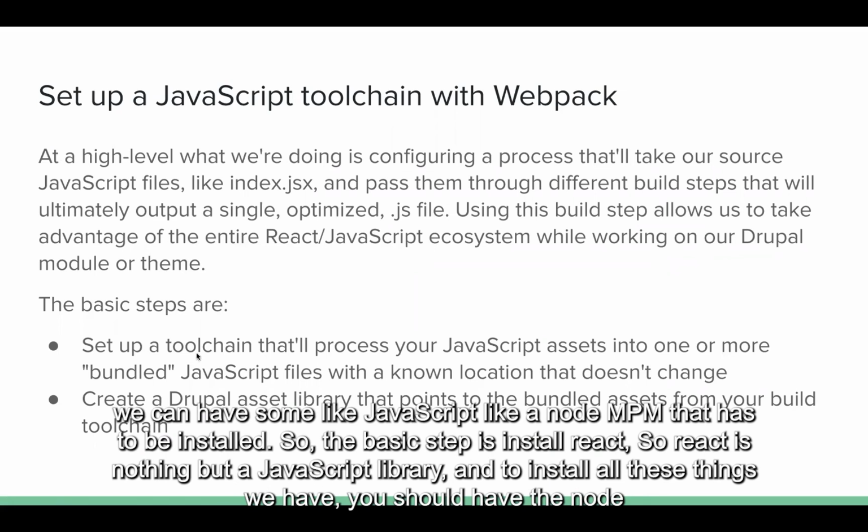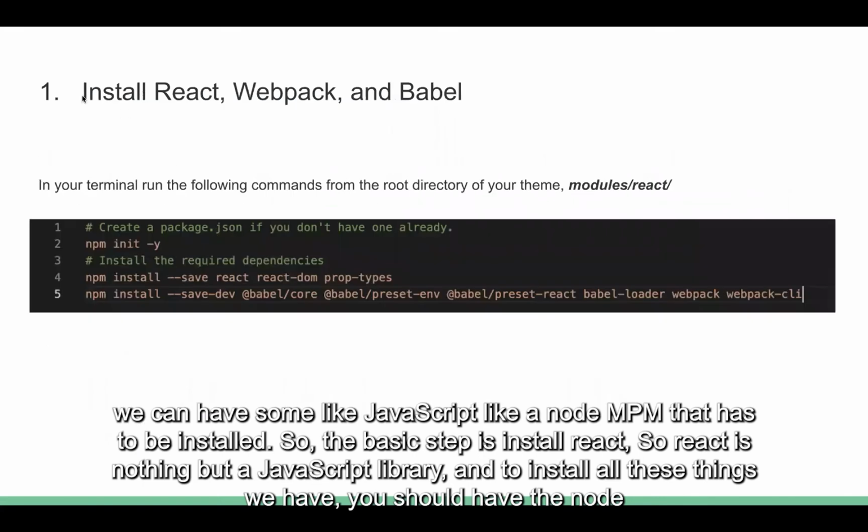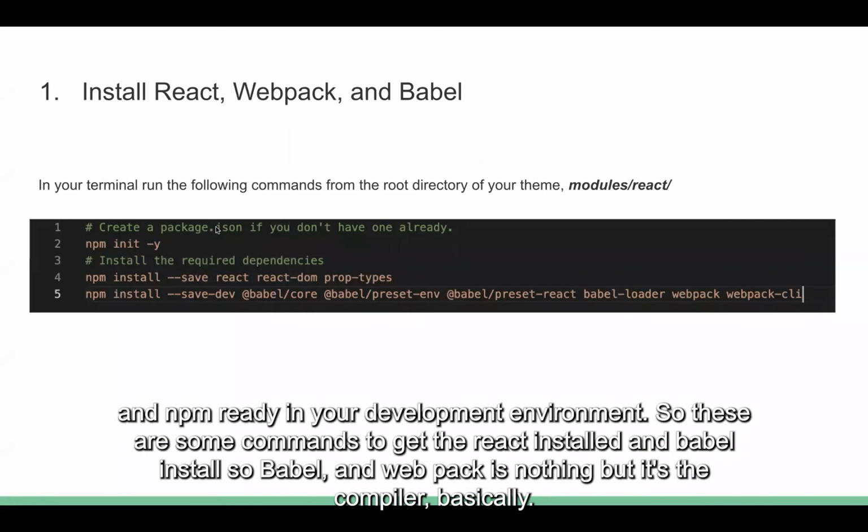We need Node and npm to be installed. The basic step is to install React, Webpack, and Babel. React is nothing but a JavaScript library, and to install all these things, we should have Node and npm ready in the development environment. These are some commands to get React and Babel installed. Babel and Webpack are basically compilers.